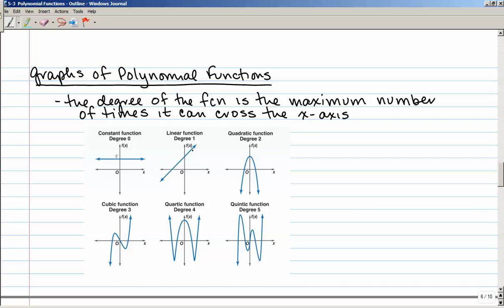A linear function has a degree of 1. Remember, a linear function is in the form y equals mx plus b. So something like y equals 3x plus 2. The exponent on x is 1, so it only crosses the x-axis in one spot.